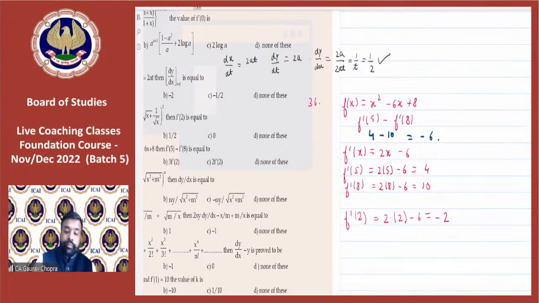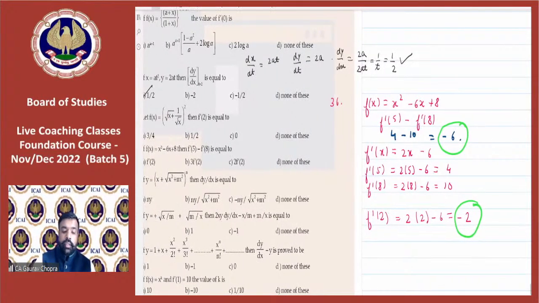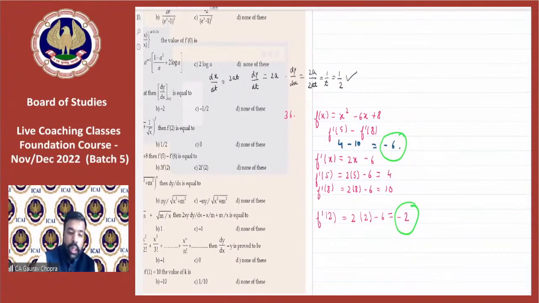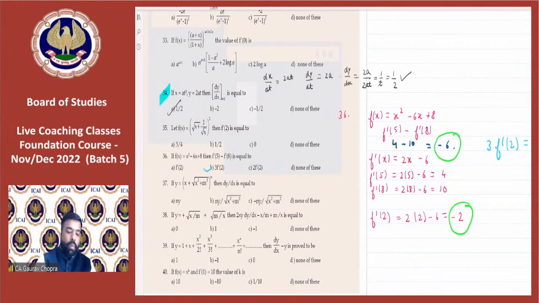Now we can compare. Minus 6 is there, and here it is minus 2. So how can we reach here? We can clearly see the result. 3 times of f dash 2 is equal to f dash 5 minus f dash 8. So option number B is the correct answer. Okay.